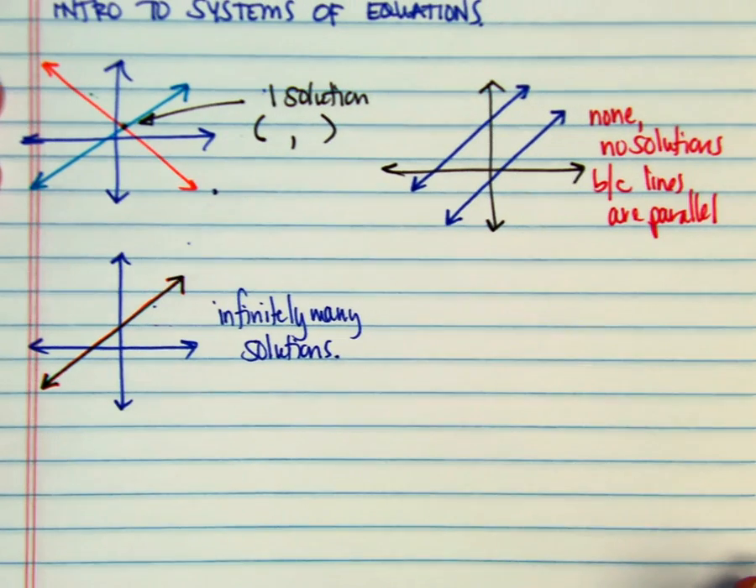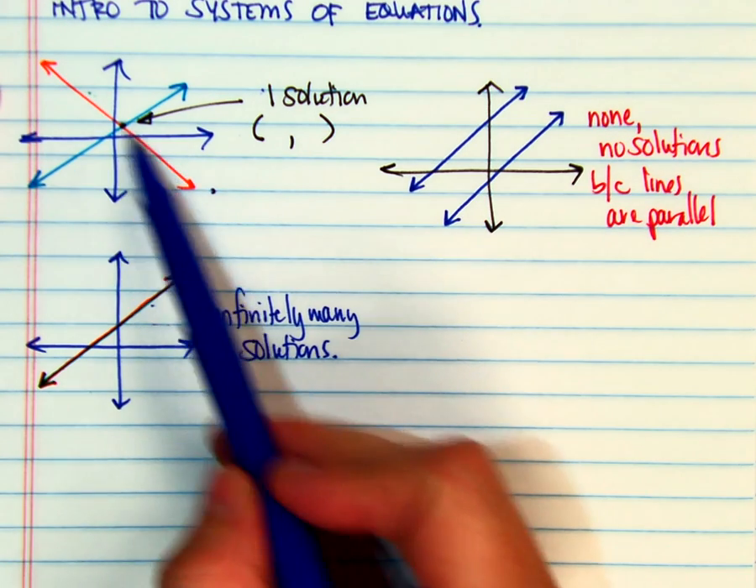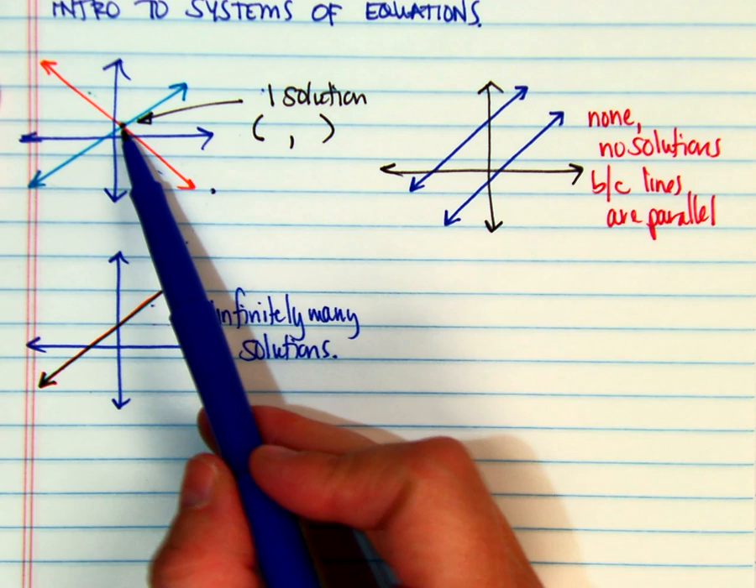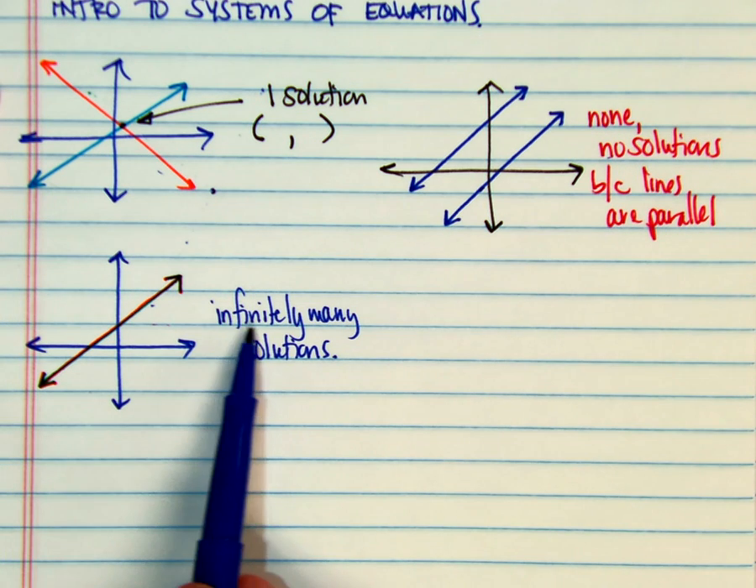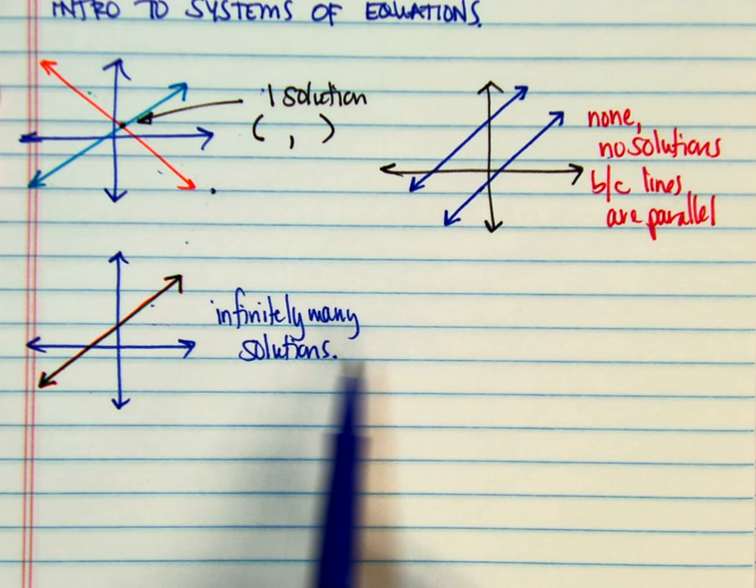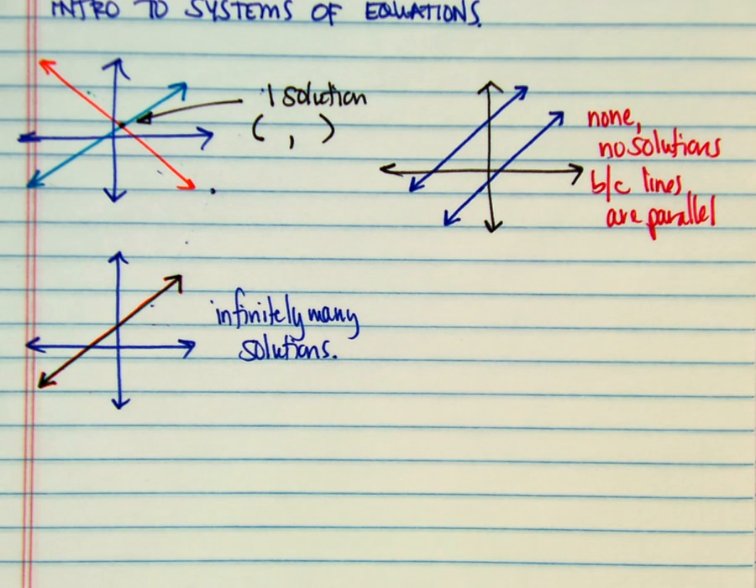Okay, so let's kind of recap that. If the lines intersect, they have one solution. If the lines are parallel, they have no solutions, and if they are on top of each other or coinciding, basically the same line, then they have infinitely many solutions. So that's what we do by looking at a graph.